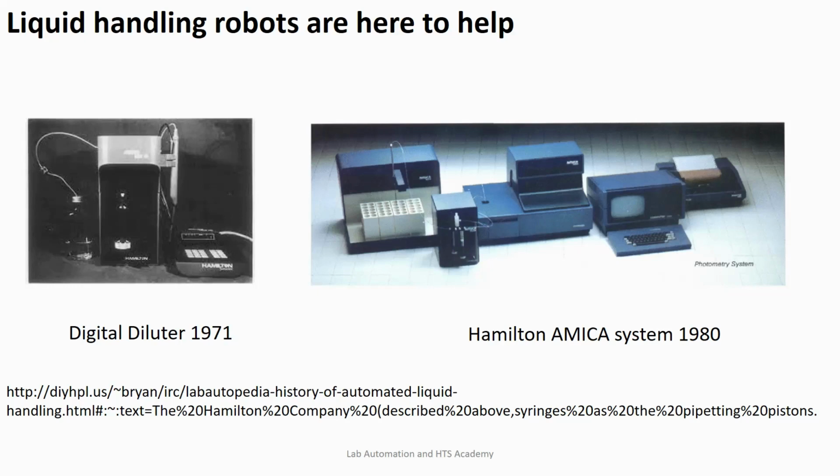If you're interested, guys, I will put this link into the description so you can go and read more about the history. And I'm going to touch more on this when I'm covering the Hamilton robots in the future. I will talk more about the history of Hamilton. I think it's very important to talk about it because it's a sort of godfather of liquid handling and lab automation. So we need to know a little bit about the history and where it comes from.